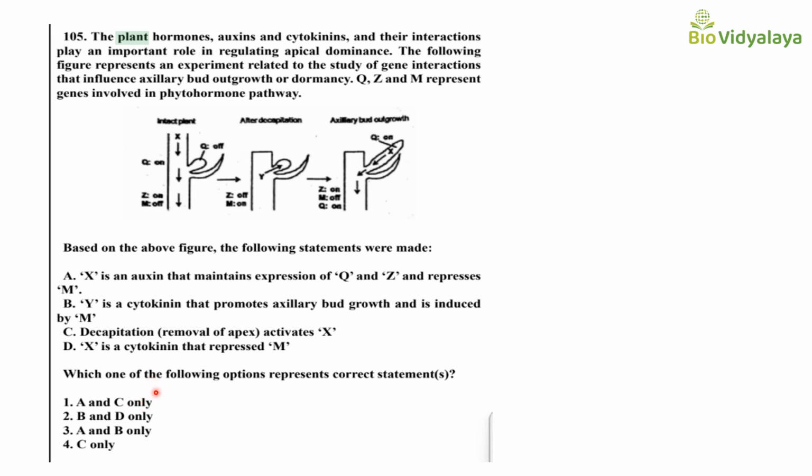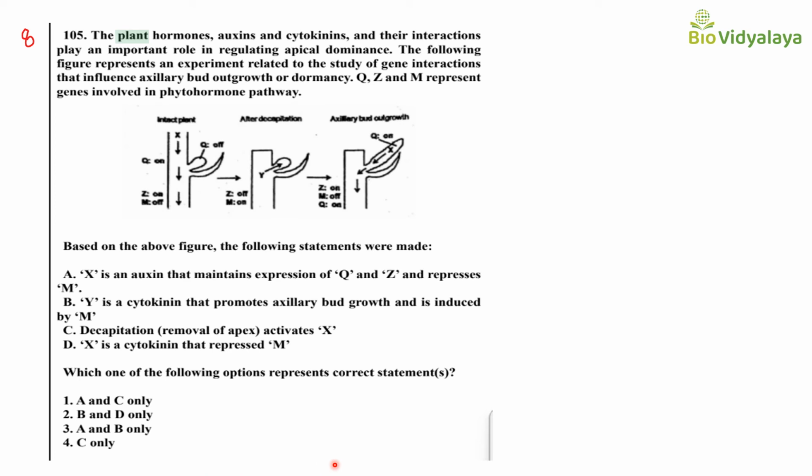Option 1: A and C only. Option 2: B and D only. Option 3: A and B only. And option 4: C only. So this question is based on apical dominance, and based on this picture we have to find which of these statements are correct. Here, Q, Z and M represent genes involved in the phytohormone pathway.